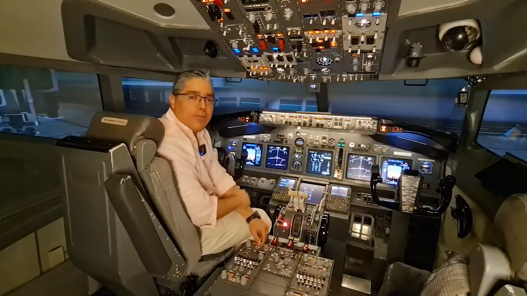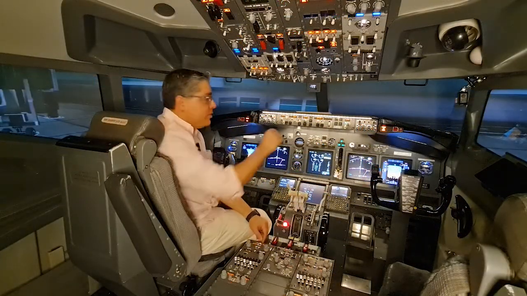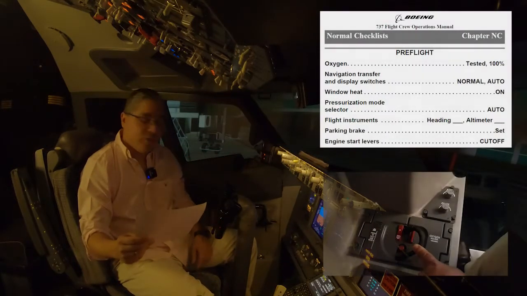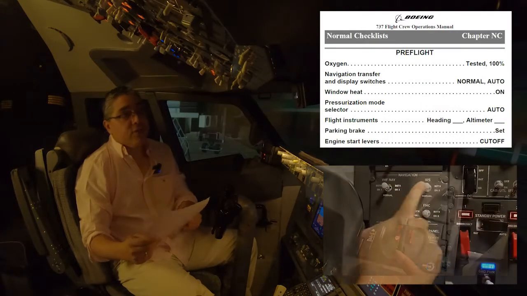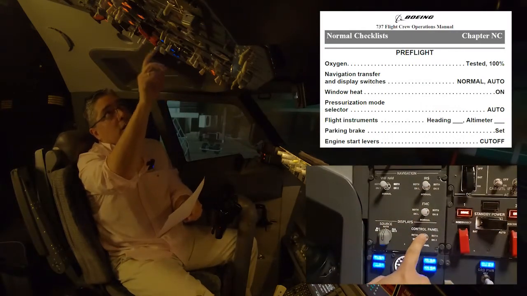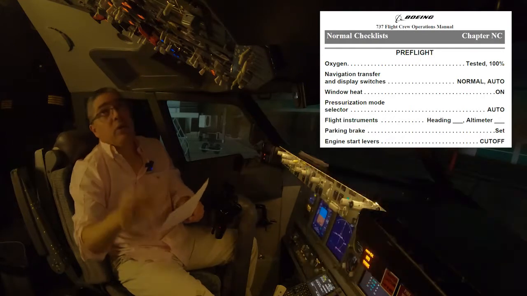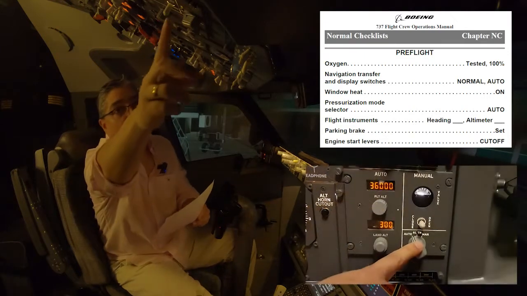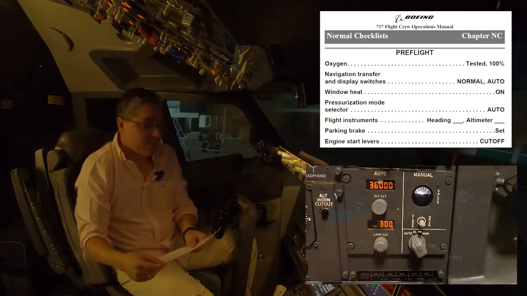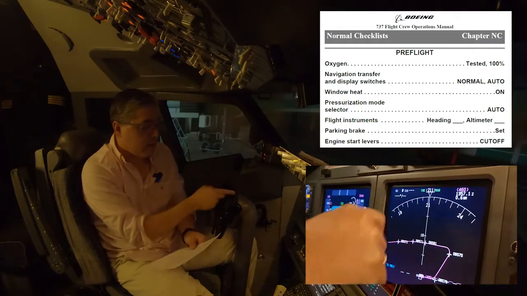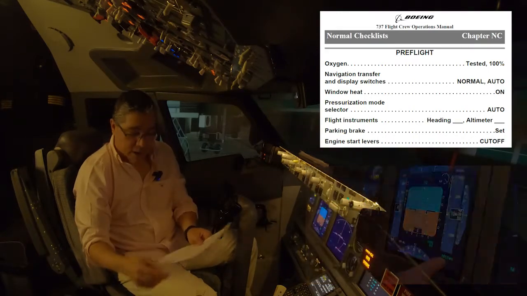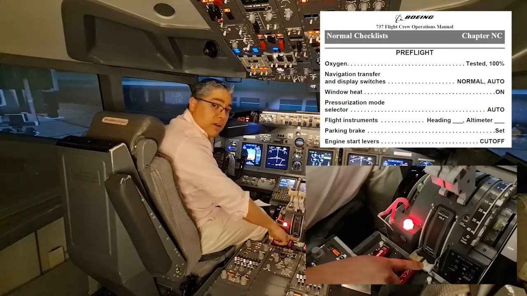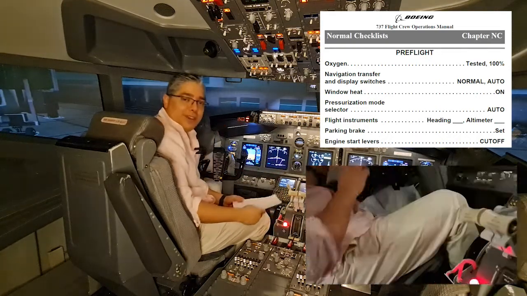Then the captain will call for the pre-flight checklist, which says, oxygen tested 100%, navigation traffic and display switches, normal and auto, window heat on, pressurization mode selector auto, flight instruments heading 211, altimeter 1013, parking brake set, engine start levers cut off. And that's the end of the pre-flight checklist.